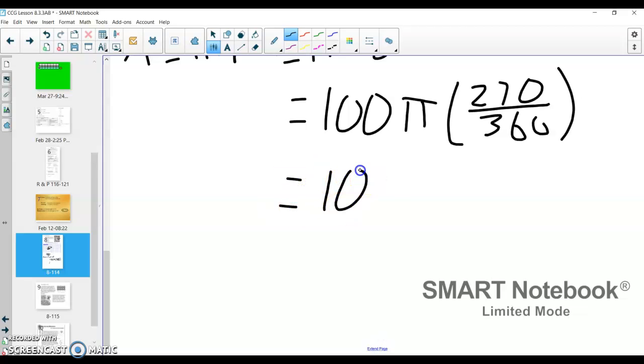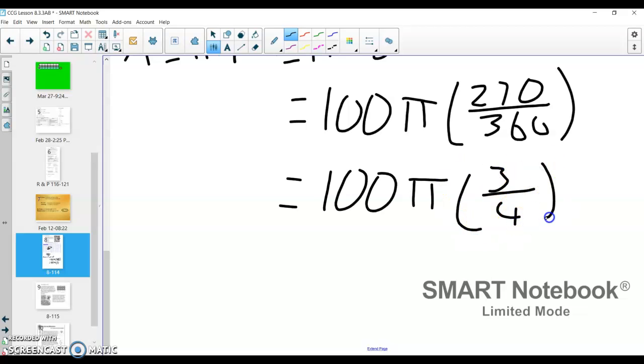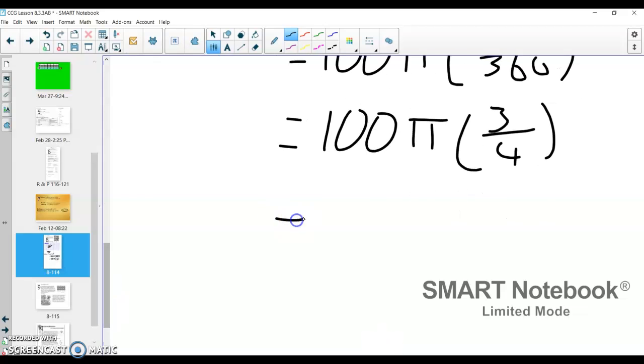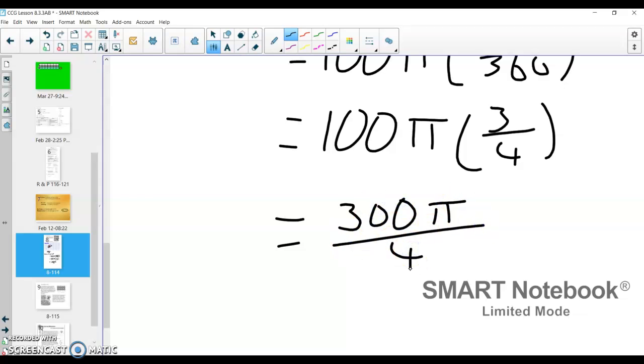This reduces down to 100 pi times 3/4, which turns into 300 pi over 4, just multiplying it through. And 300 pi divided by 4, I can bring up my calculator quickly here.